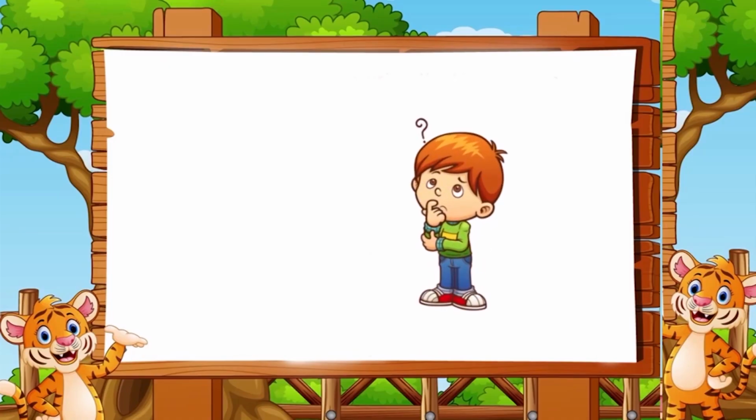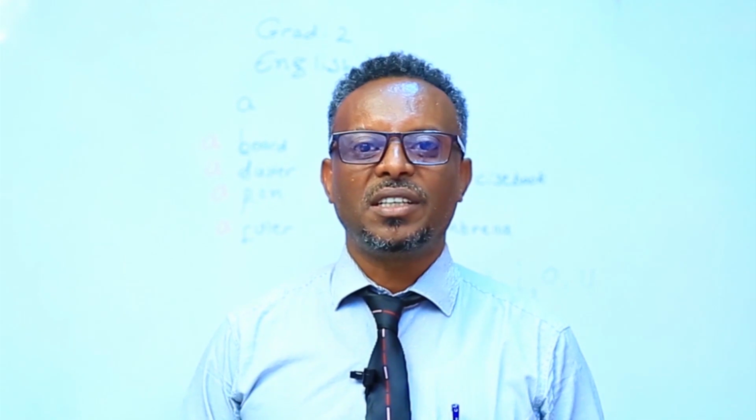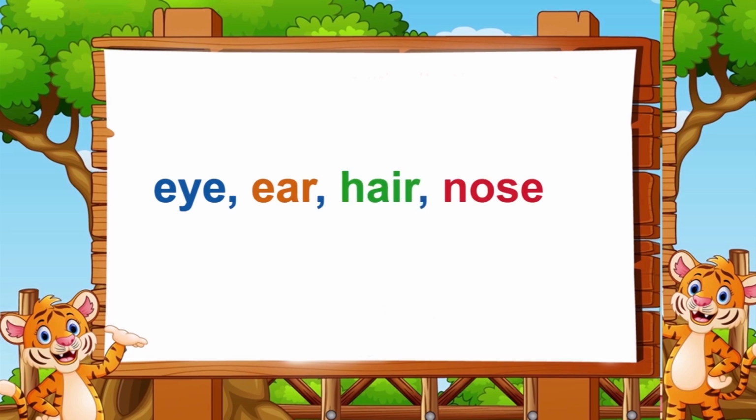Children, do you remember what you learned in your grade 1 English lesson? Good. Can you name some of them? You may say eye, ear, hair, nose, and so forth.